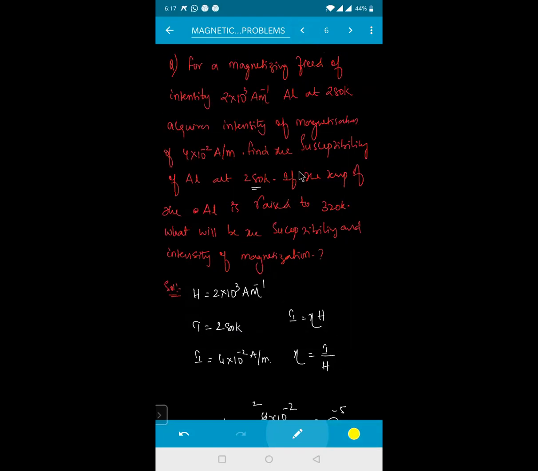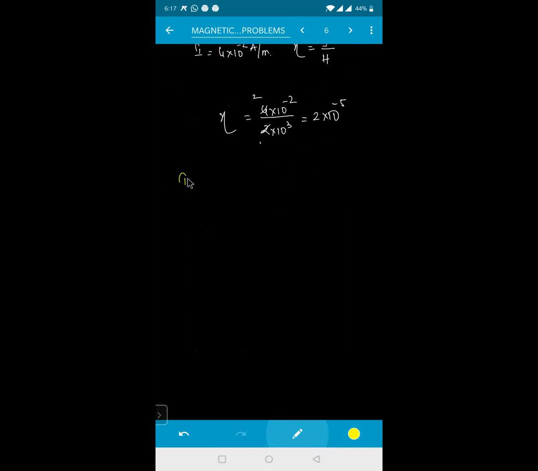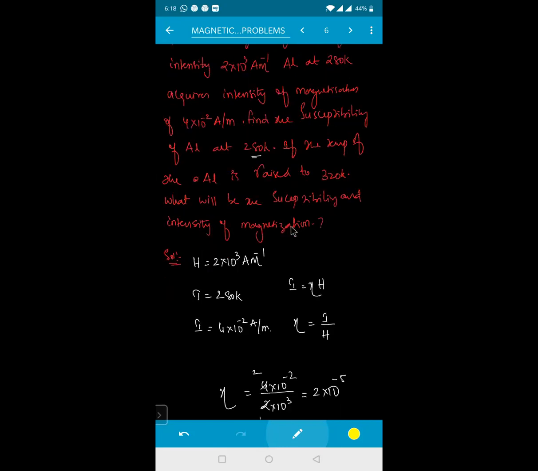The next part of the question: if the temperature of the aluminum is raised to 320 Kelvin. That means the initial temperature T is 280 Kelvin, and it has now been raised to T dash, which is 320 Kelvin. The susceptibility before was 2 into 10 to the power of minus 5. So what will be the susceptibility and the intensity of magnetization?